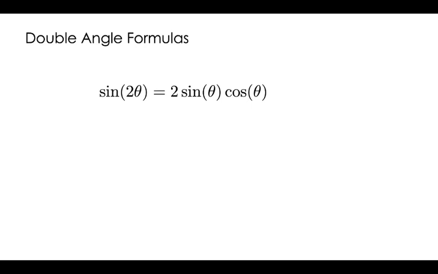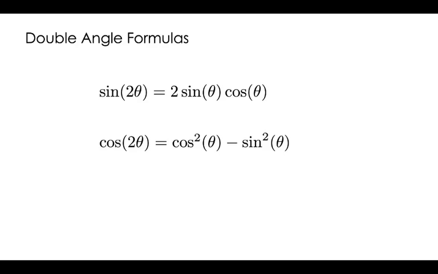You can also do the same kind of thing with cosine of theta plus theta, and use the addition formula from the last section on cosine, and you will get cosine 2 theta equals cosine squared theta minus sine squared theta.